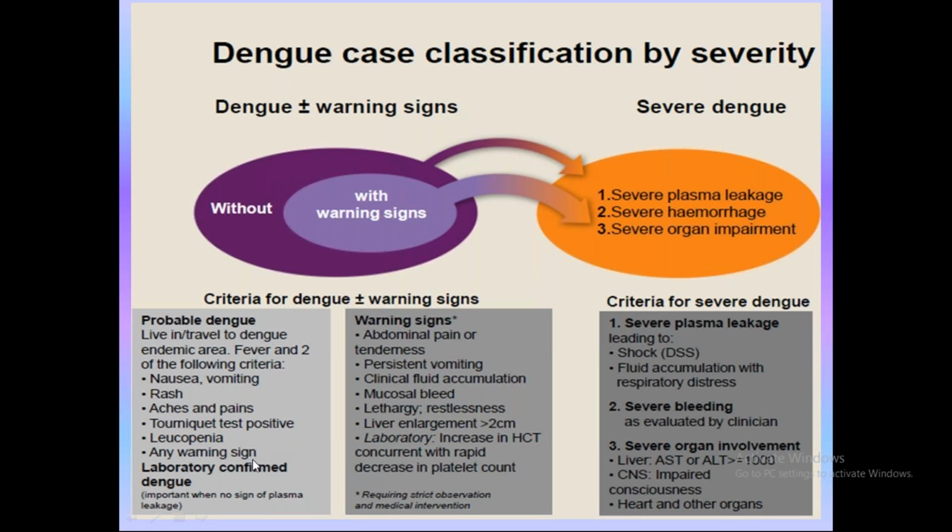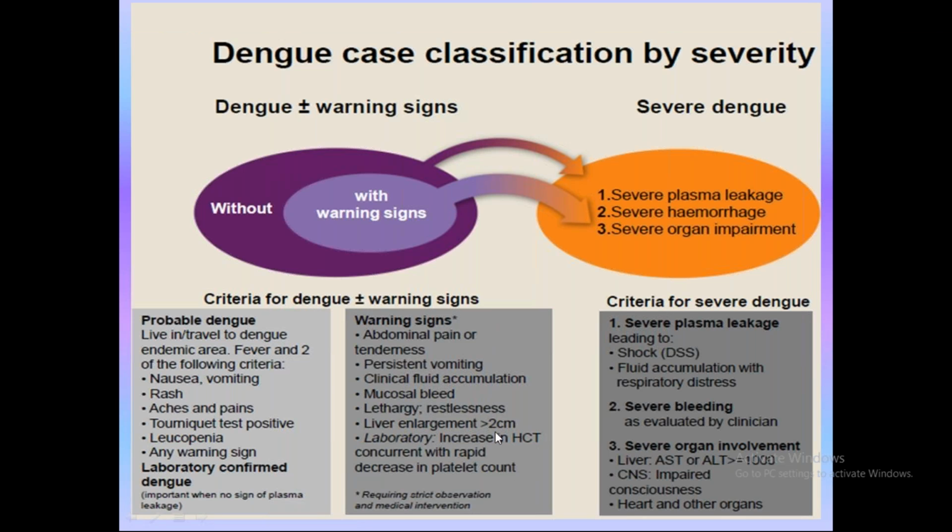If it is confirmed with lab, then we call it laboratory confirmed dengue. Coming to the warning signs: abdominal pain or tenderness, persistent vomiting, clinical fluid accumulation in the form of ascites or pleural effusion, mucosal bleeds, the child being in an altered sensorium or irritable, which indicates CNS involvement, liver enlargement of more than 2 centimeters, and laboratory-wise an increased hematocrit value and a decrease in the platelet count. These are the warning signs.